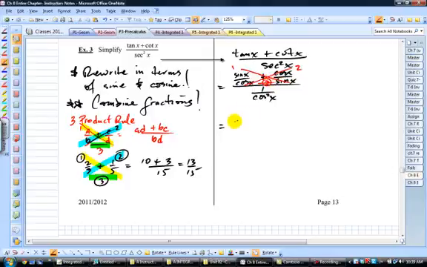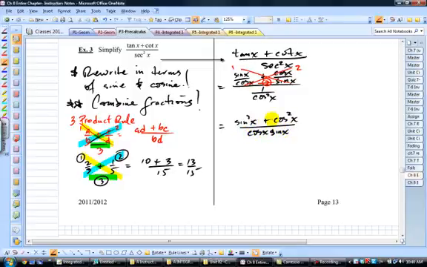Sine times sine gives you sine squared x. Cosine times cosine gives you cosine squared x. And then cosine times sine, well, that just gives you cosine times sine. Can't really do anything there. Just multiply them together and write it out. So cosine x times the sine of x.